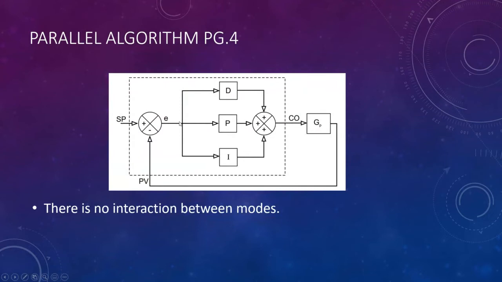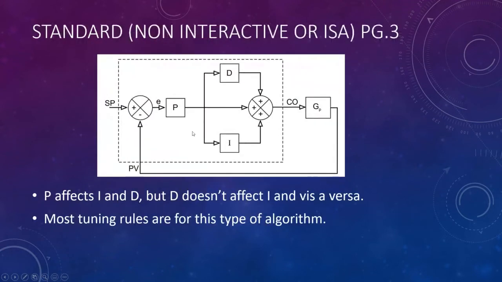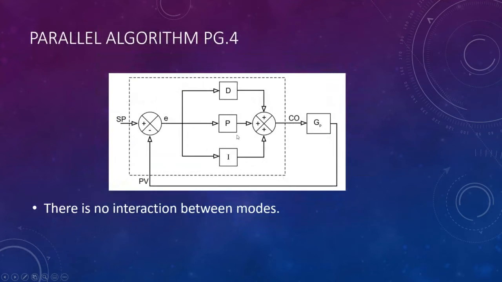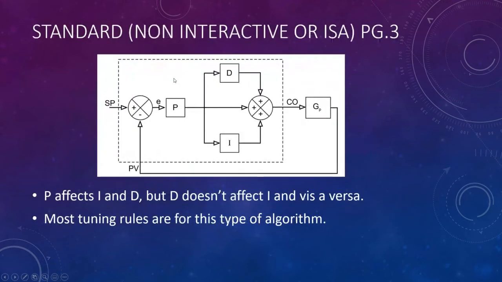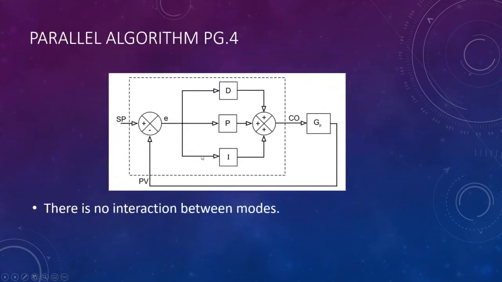The next one here, or the last one, is called a parallel algorithm. And you can see if we compare a little bit here, I don't know if you can call that evolutionary or not, but this one is purely parallel, whereas if you looked at the other one, you'd say that this is definitely series operated. This one is definitely parallel. So here you'll see that the error signal gets sent independently to the derivative, proportional, and integral blocks, which each do their own functions and send a signal. That signal comes to a summer where it generates a final controller output signal.